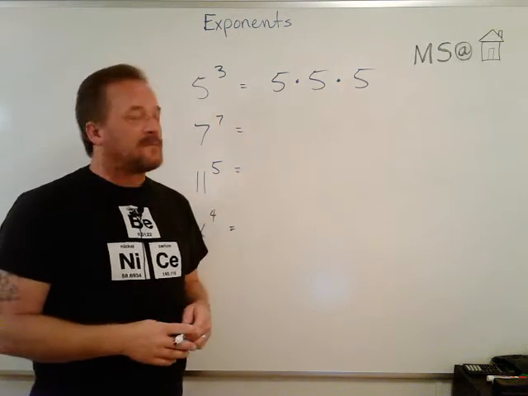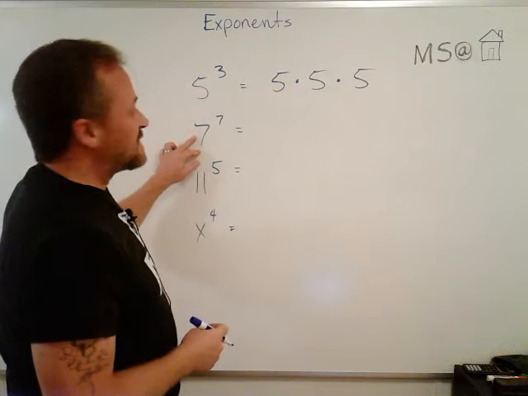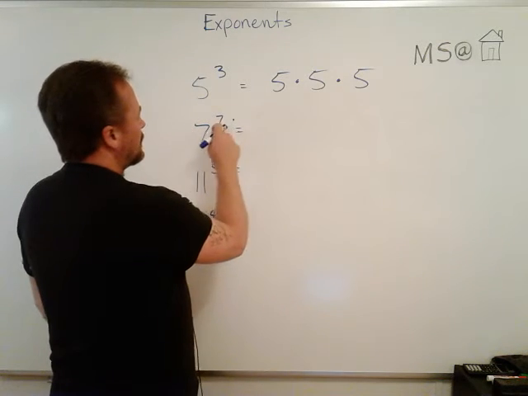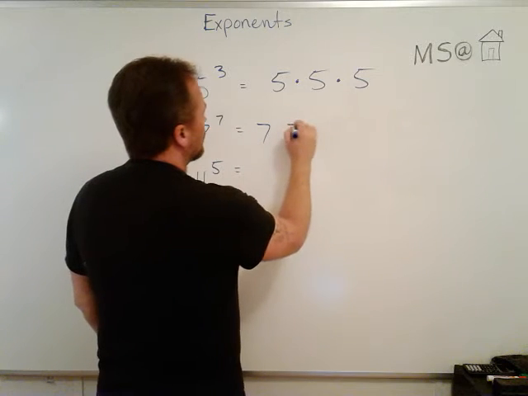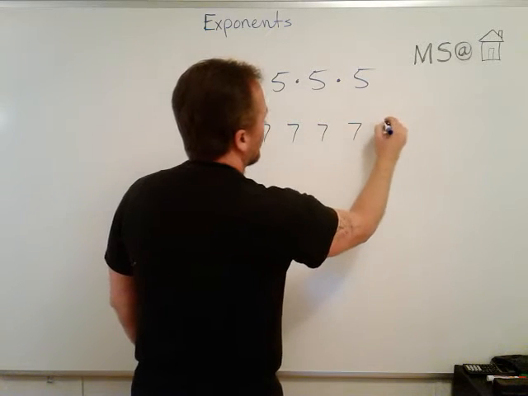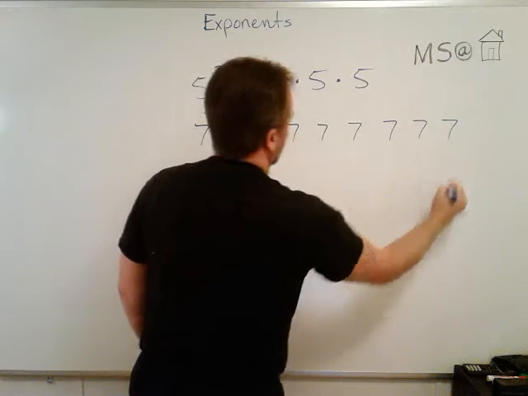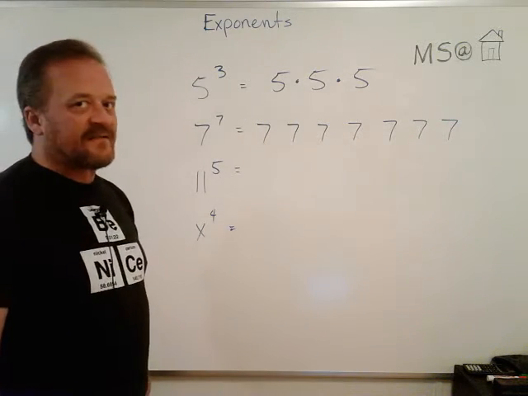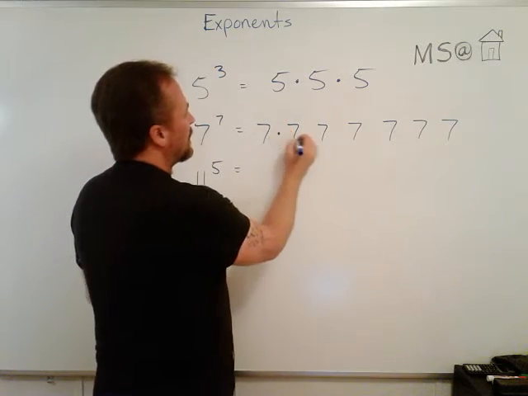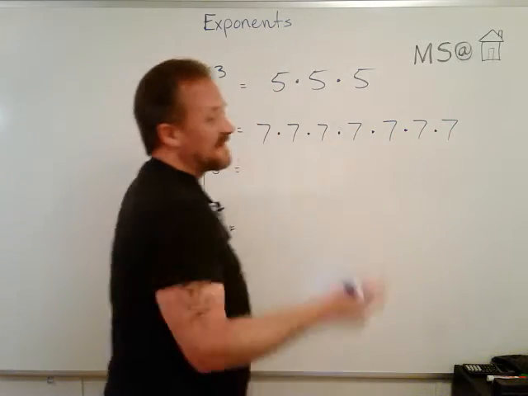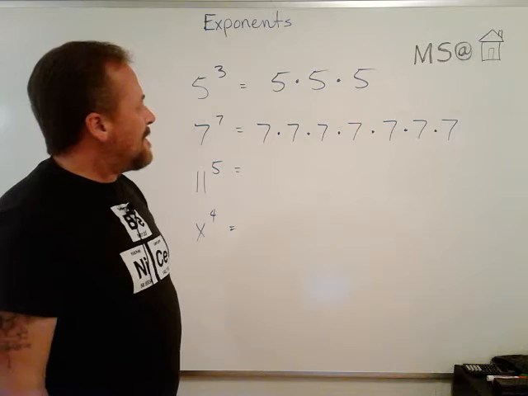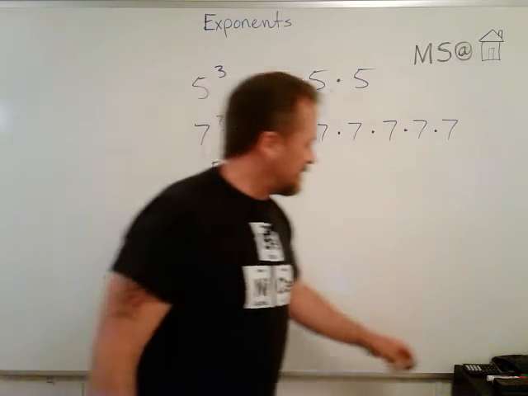There you go. Next one, 7 to the 7th power. This is the base, that's the power. 1, 2, 3, 4, 5, 6, 7. It's a lot of 7s. And again, this is repeated multiplication, so make sure you're putting the multiplication signs inside. Are you curious? You want to see what that is?